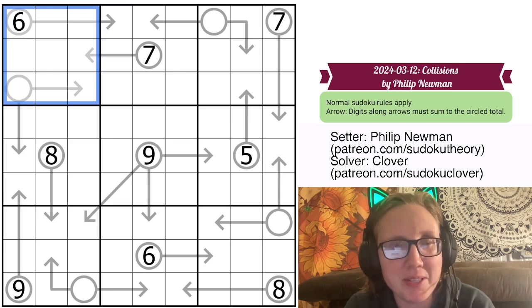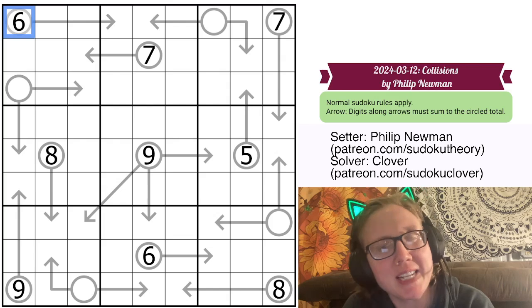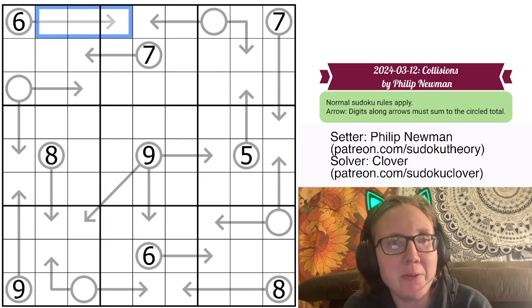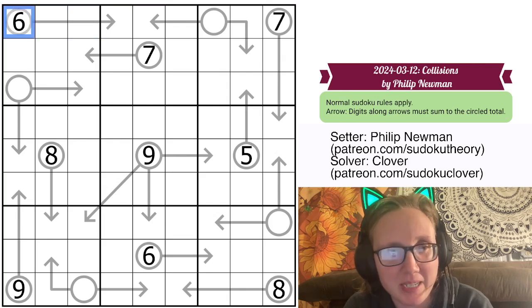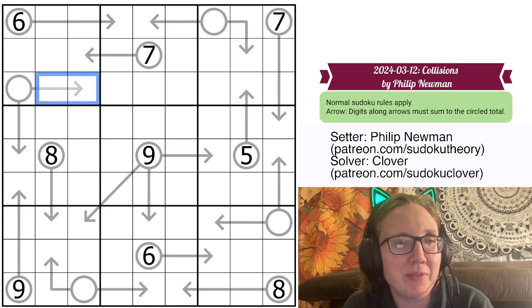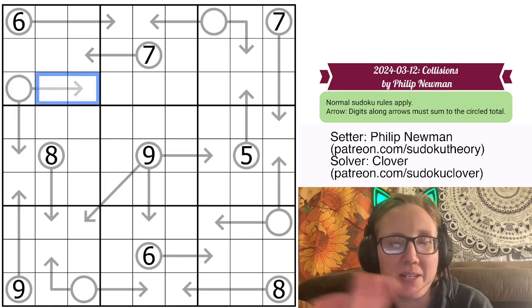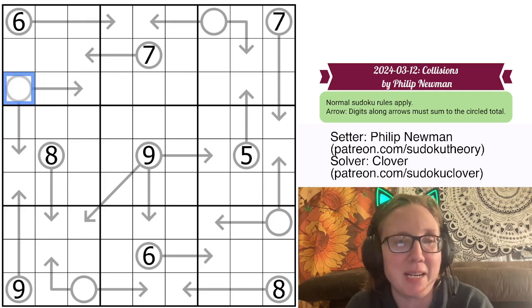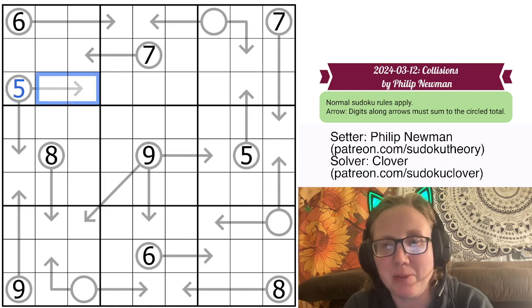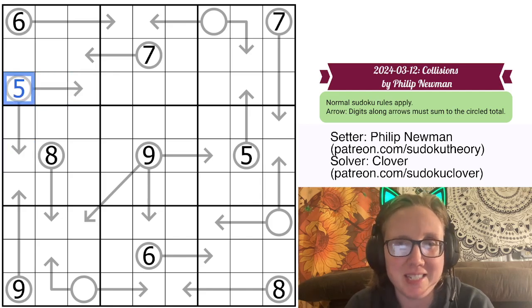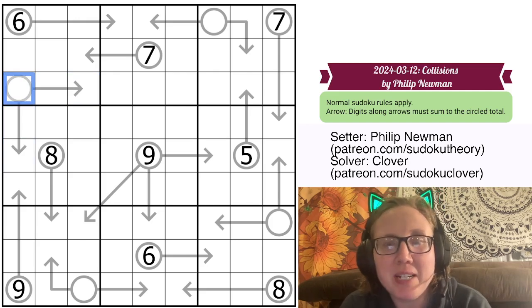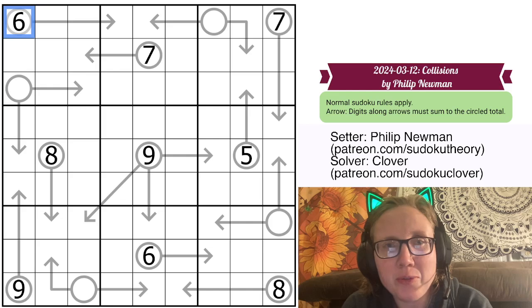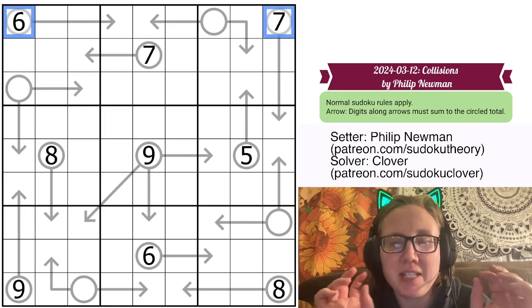So we have some arrows in the grid, and each arrow has a circle attached to it. And the rule says that the digits along the arrow have to sum to whatever the number in the attached circle happens to be. And if there's a circle that has two different arrows attached, then each of those arrows independently has to sum to the circle. So if this circle had, say, a 5 in it, these two cells would have to sum to 5, and so would these.